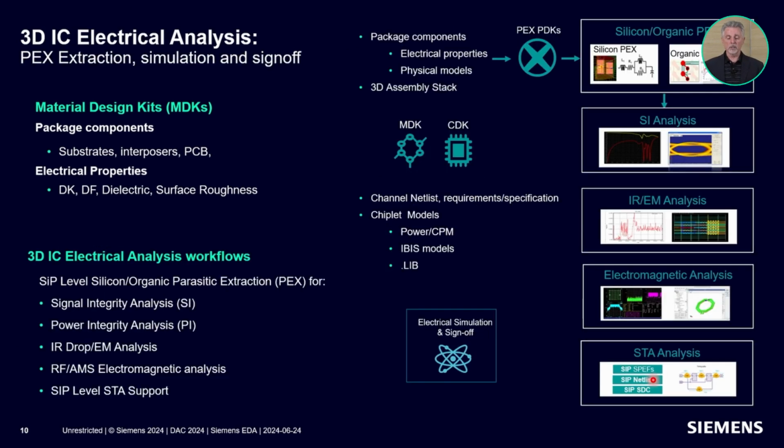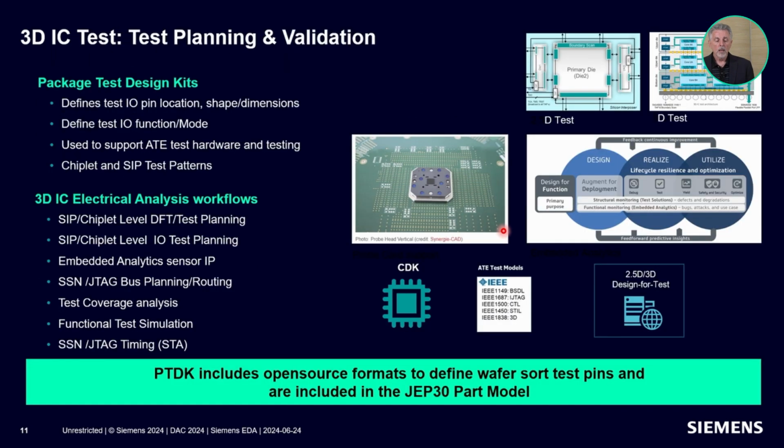Electrical analysis includes signal integrity analysis, power integrity analysis, IR drop, EM, electromagnetic analysis, and even STA. So all of these different electrical analysis flows do require extraction. So we have to worry about having the material properties necessary to set up those extraction decks to do the extractions. And then as we go through each of the analyses, we use information in the chiplet design kits, as well as the assembly design kits and the material design kits to actually go off and run the analysis. And then the last workflow that we talk about is 3D IC test.